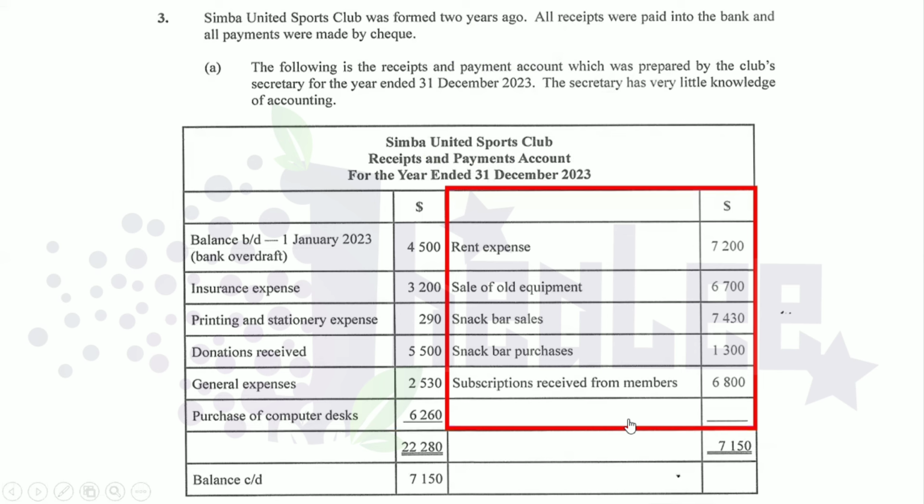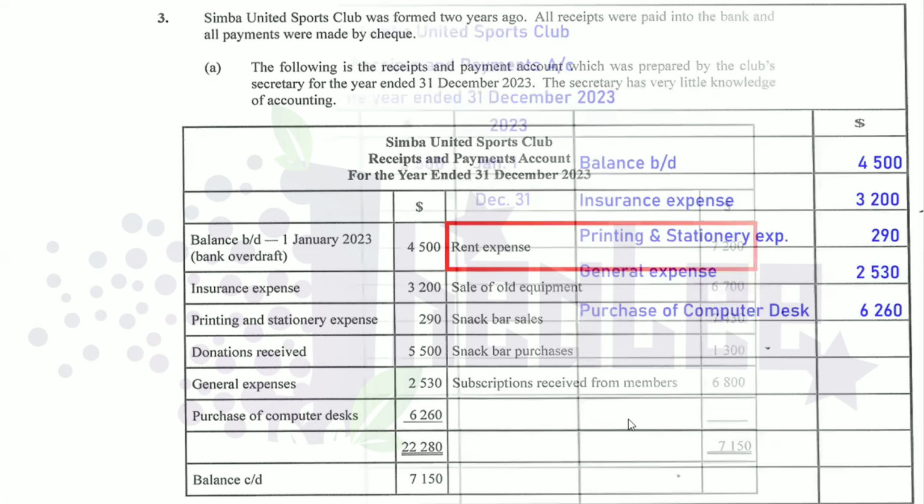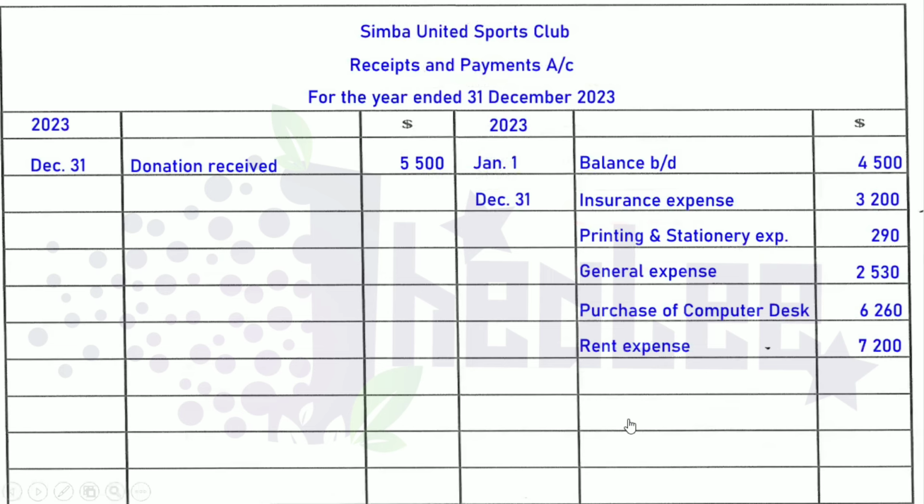So the first item that we have is rent expense. Rent expense, yes, that's a payment that is on the correct side. So all we're going to do is to record that back on the credit side.